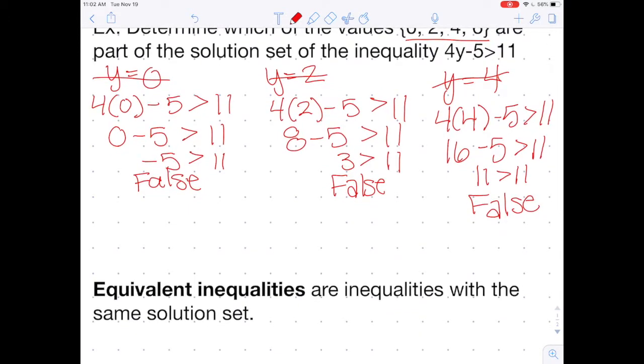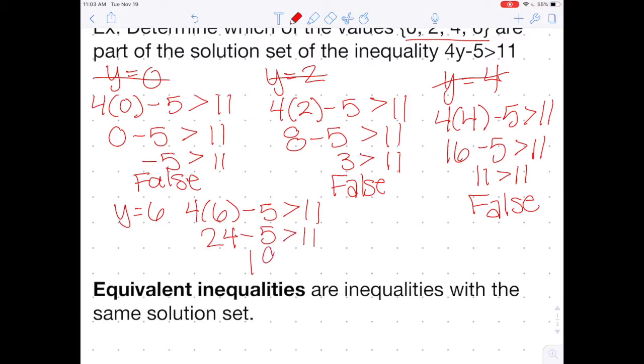We need to try one more. We've got 6, so y equals 6. 4 times 6 minus 5 has to be greater than 11. 4 times 6 is 24, minus 5. 24 minus 5 will get us 19, and 19 is greater than 11. So the only number that is in the solution set for this equation is 6.